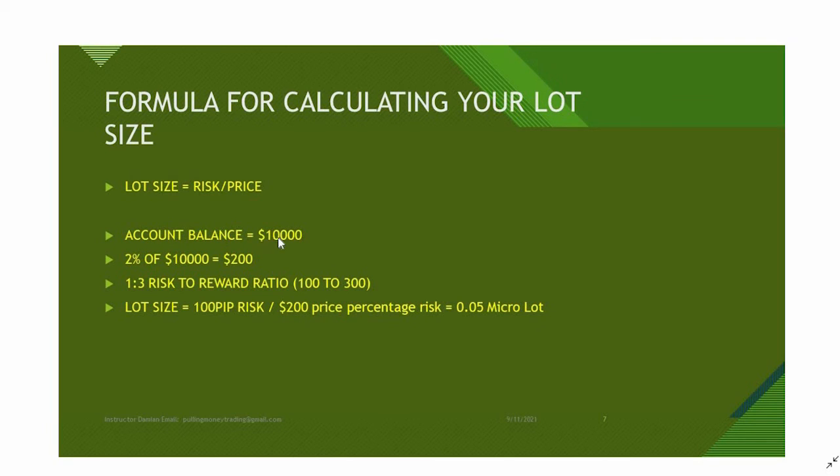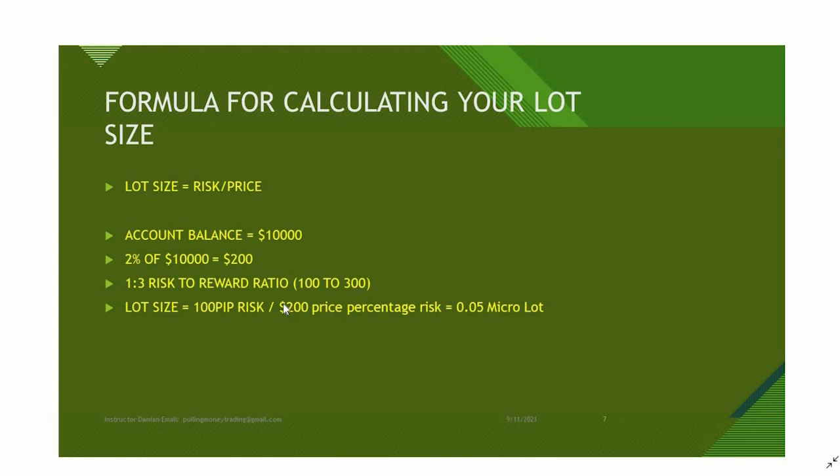So if you have an account balance of $10,000, right, 2%. Remember, in our previous videos, we said don't risk more than 2% of your account balance. That is where the 2% comes from. We are risking no more than 2% of this $10,000. So 2% of this $10,000 is equal to $200, right? So with a 1 to 3 risk to reward ratio, we are risking 100 pips to make 300 pips, right?